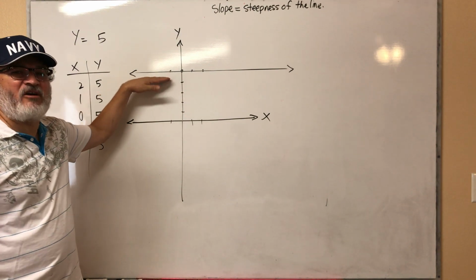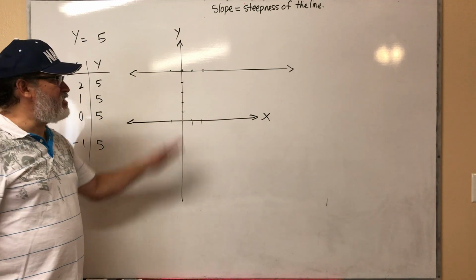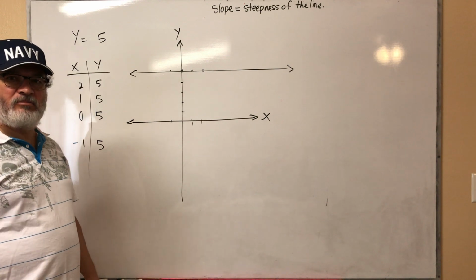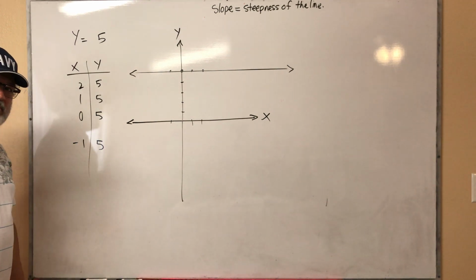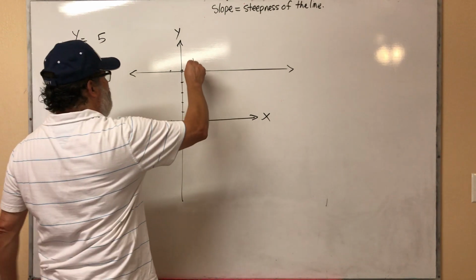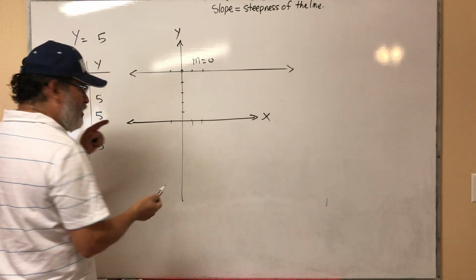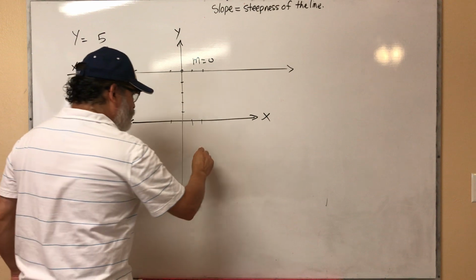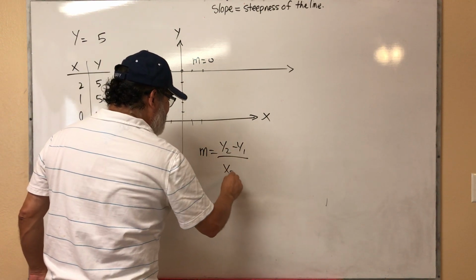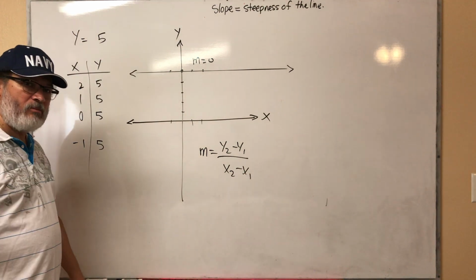What is the steepness of this line? 0. This line is neither increasing nor decreasing. Therefore, the steepness is 0. The slope is 0. If you don't believe me, do the formula. You pick 2 points. Do this: m equals y2 minus y1 over x2 minus x1, and you're going to realize that the slope is 0.